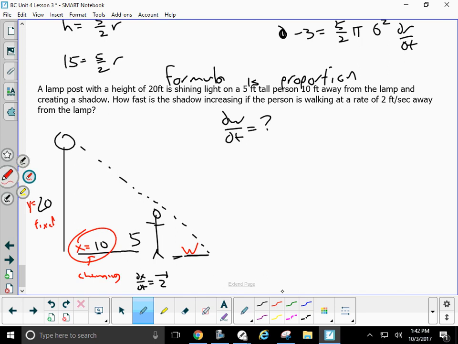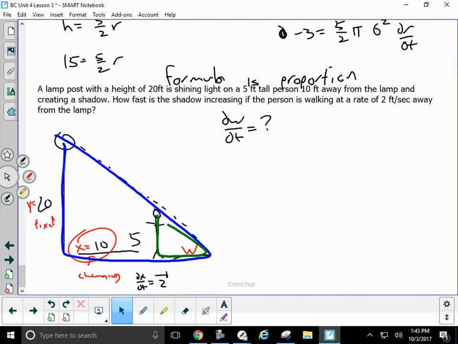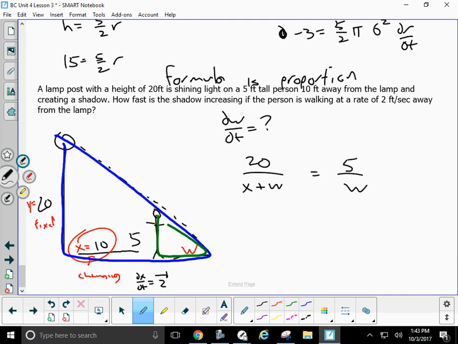Here are the two similar triangles we need to talk about and we need to use for our proportion. It's the big triangle created here and the small triangle created here. That gives us two similar triangles. The ratio of their sides are going to be proportional. So I can set up the following proportion. 20 over, it's not 10 plus W, it's X plus W because X is changing. That's going to equal 5 over W. I can actually just simplify by multiplying some things out. I get 20W equals 5X plus 5W. I could subtract 5W, I get 15W is equal to 5X.